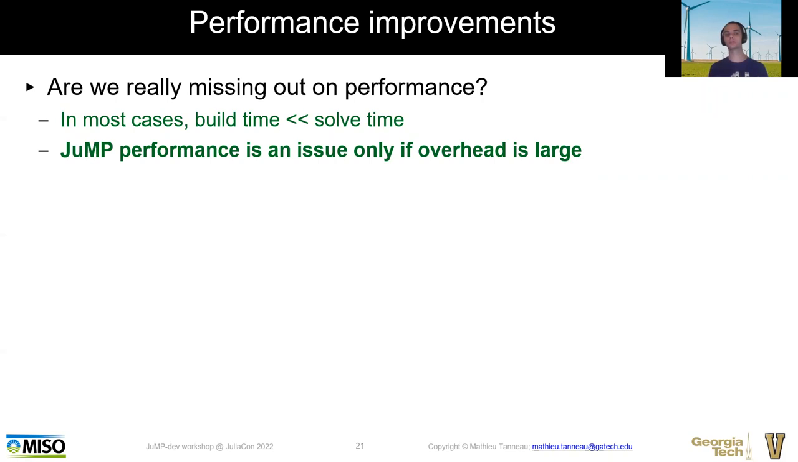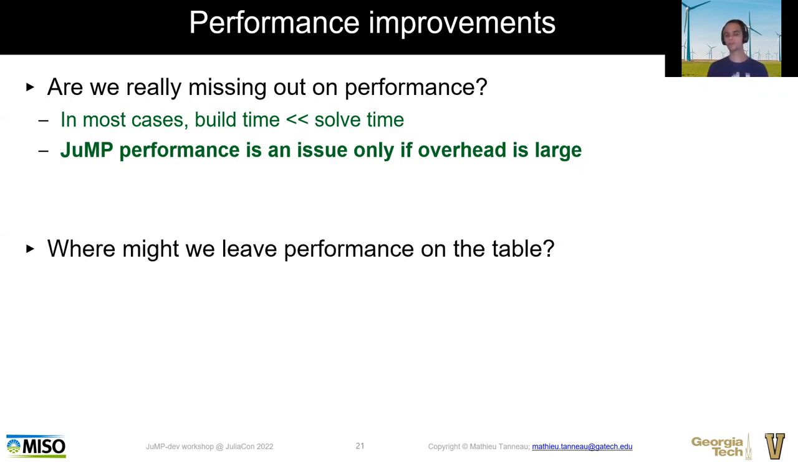And that means that the performance that might be left on the table in JuMP only becomes an issue whenever we see this overhead that becomes too large. So again, for us, when we deal with large problems, typically that's not too much of an issue. We have seen performance being left on the table in a few circumstances.